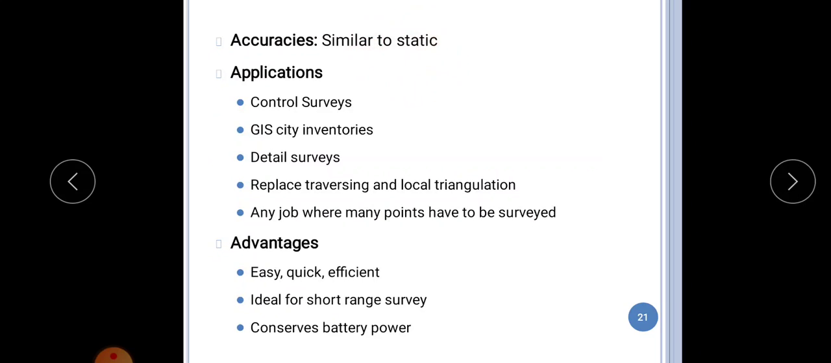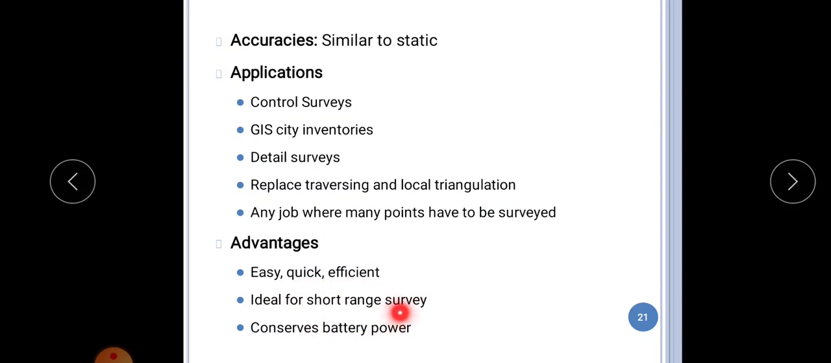Okay, and the application: for control survey we are using this rapid static method, and GIS city inventories. Then for detailed survey also we can use this one. Then it replaces the traversing method and also local triangulation. These all you have studied. Then any job where many points have to be surveyed. That is, we are using so many rovers here, so we can do it for many points which have to be surveyed. And the advantage, it is easy, quick and efficient.